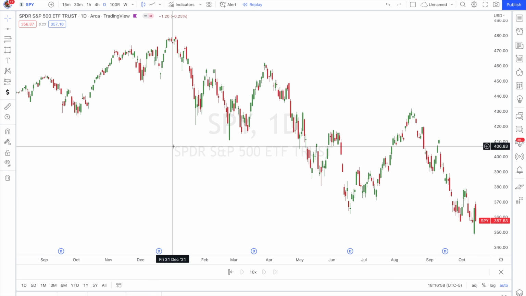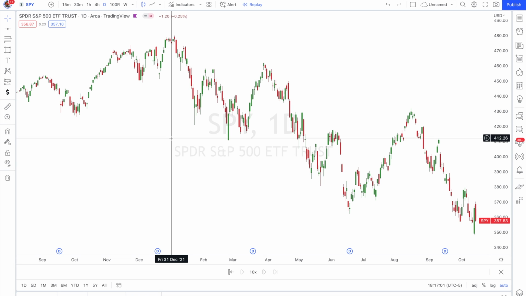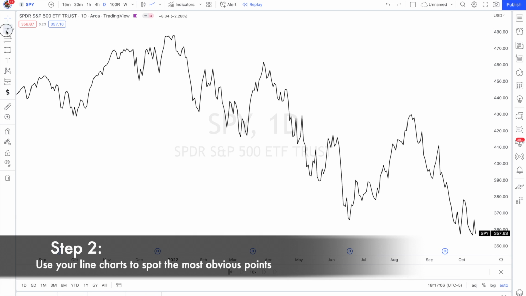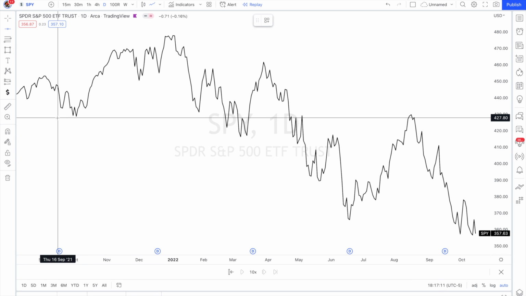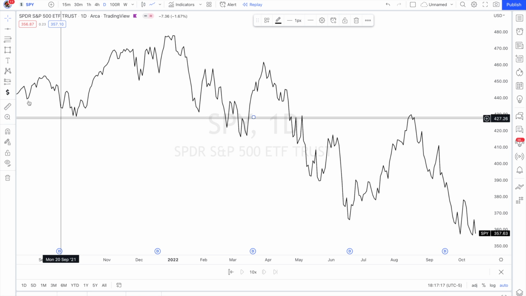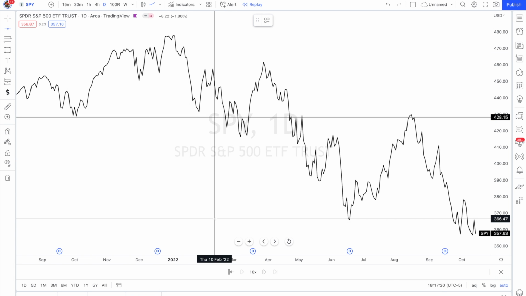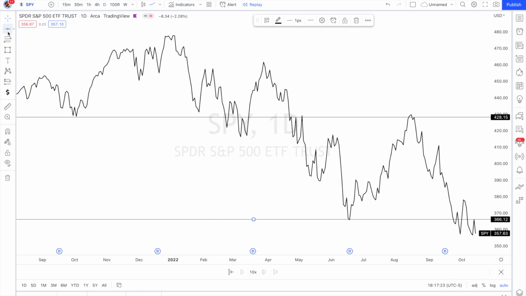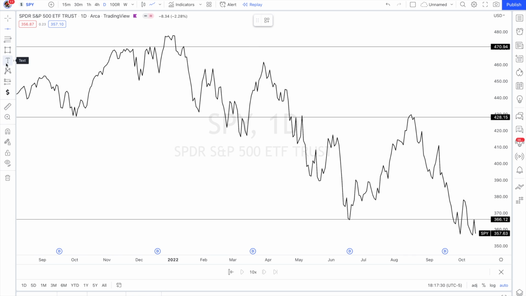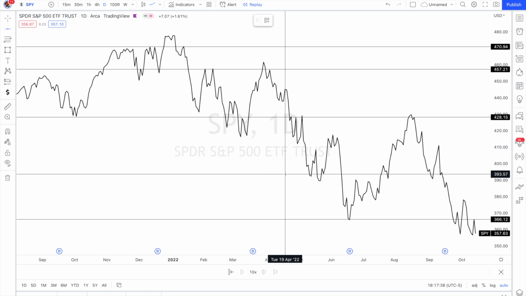The next thing I would do to spot the most obvious support and resistance levels is to open up my line chart. You can go ahead and use your line tool right here on the left side of the screen and just touch as many obvious points as possible. So right here we got an obvious point right there. I draw a level there. I will draw a level right here. I will draw another one right here. One more right here. Matter of fact, I'll draw one more right here.